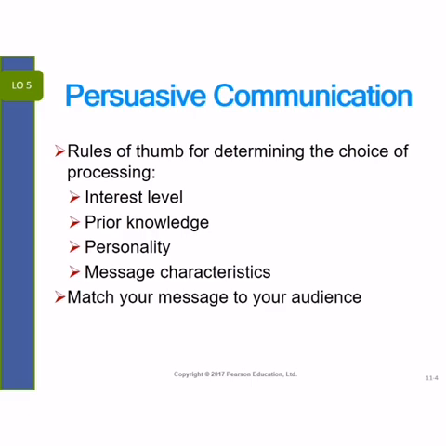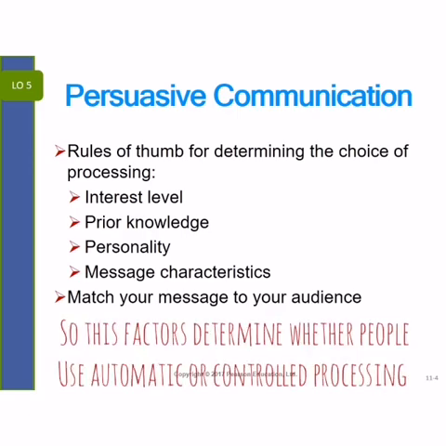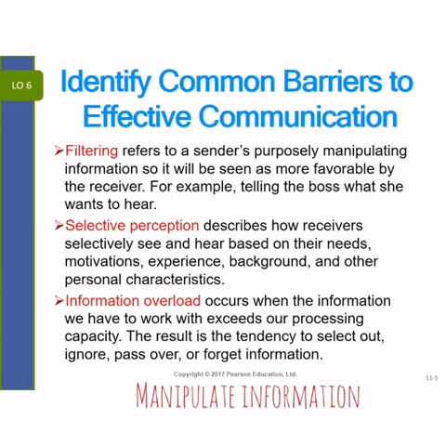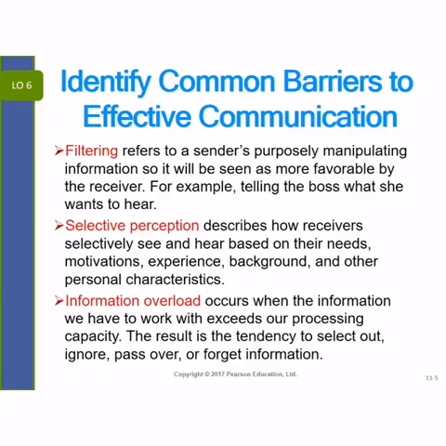And lastly, another factor that influences whether people use automatic or controlled processing strategy is the characteristics of the message itself. For example, messages provided through rich communication channels encourage more controlled processing. Alright, so now let us look at some of the barriers that can affect communication. The first one is filtering, which refers to a sender's purposely manipulating information so the receiver will see it more favorably. A manager who tells his boss what he feels the boss wants to hear is filtering information.